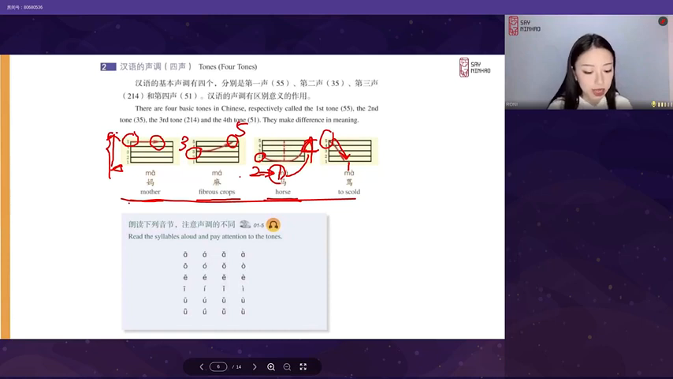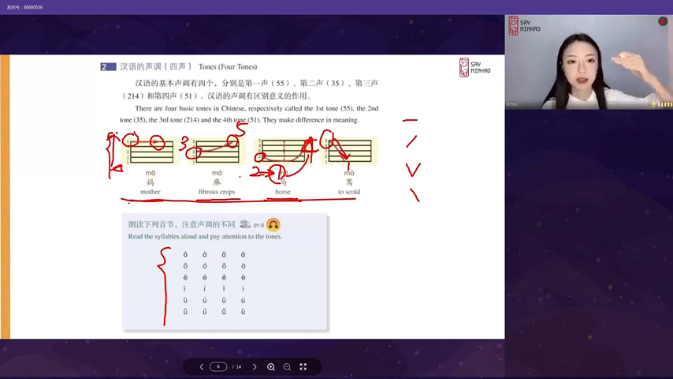Okay, now let's try to do some practice. We can see there are many finals we've just learned before, and they are marked with tone marks. This is the tone mark for first tone, this is for second tone, this is for third tone, and this is for fourth tone, just like the way it is pronounced, right? First is flat, second is rising up, the third drops down and rises up again, and the fourth drops down. So let's try to read it.